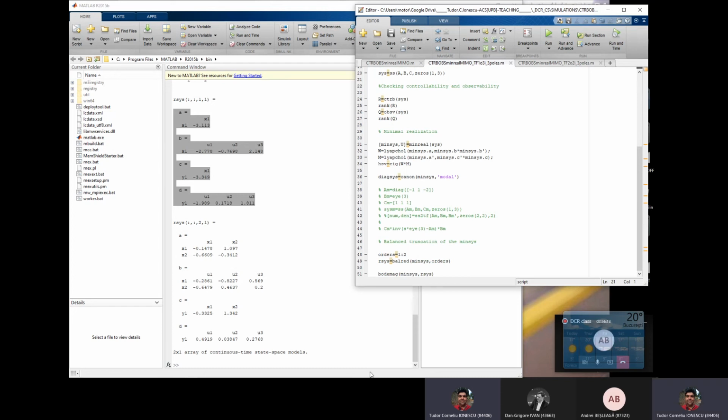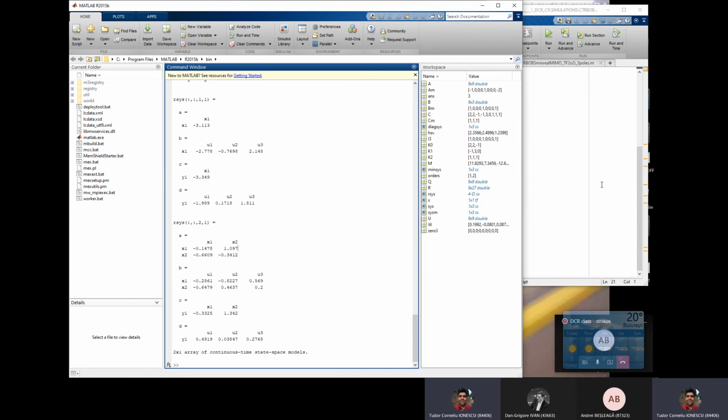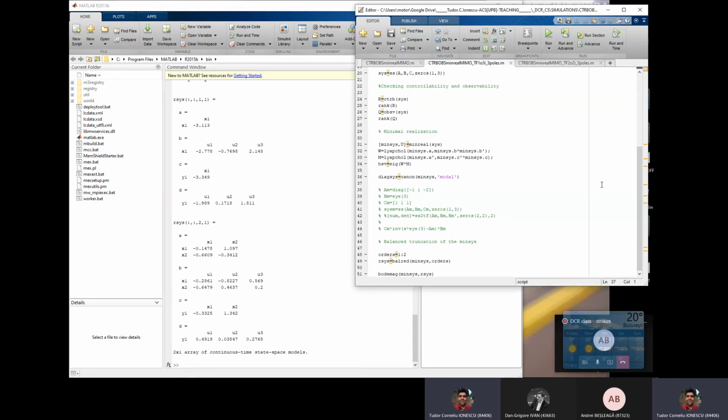In the next assignment, you'll have to play with these methods for the CD player, or not the next assignment, in a future assignment, okay? Because we are a little bit behind with the assignments. You'll have to play with these for the CD player and for the building example, okay?